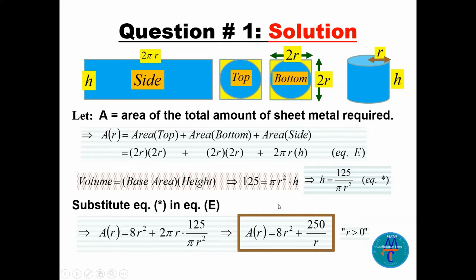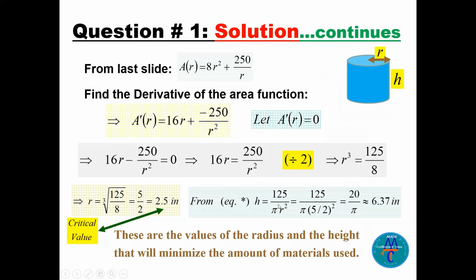Now we need to minimize, so we have to use the first derivative test. We take the function A of r and find A prime. It will be 16r, and for 250 over r, the derivative will be minus 250 divided by r squared. So let A prime equal 0. This is the derivative here of the function we have found.